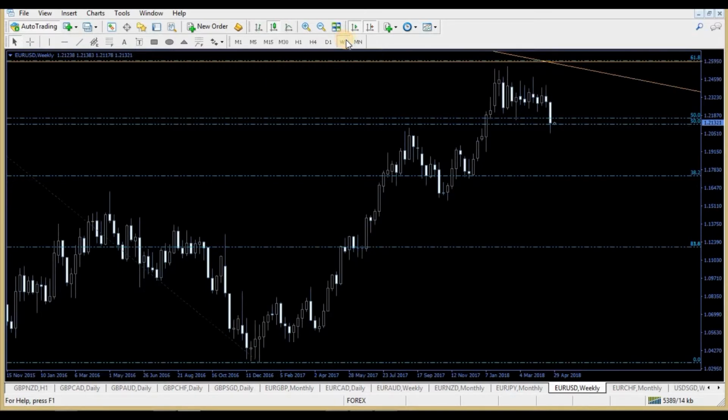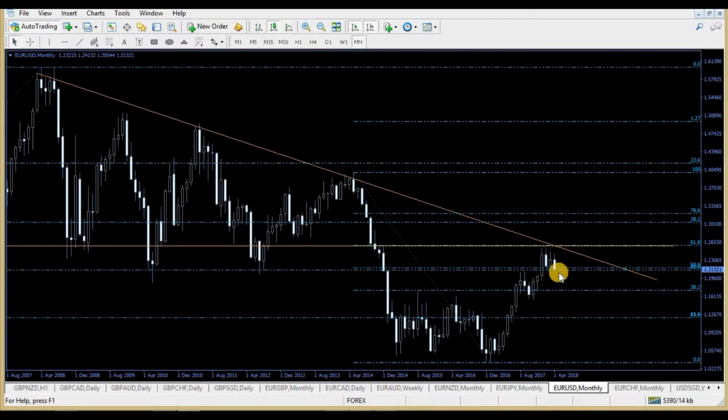So we go up to our weekly and our monthly. I think price is probably going to push a little bit higher in a monthly and close above both these Fibonacci levels and go up and really test the 61.8.